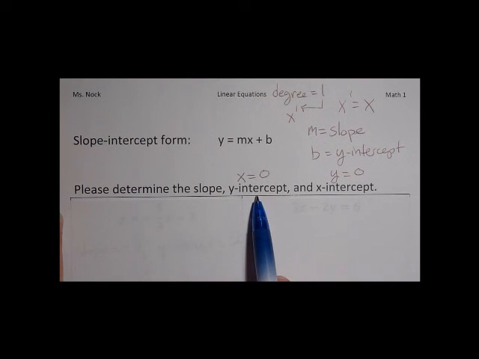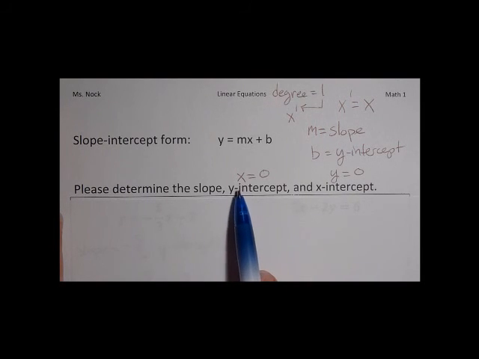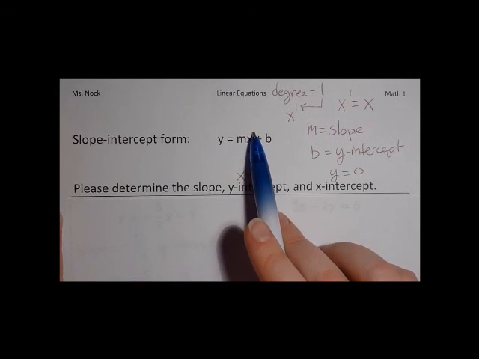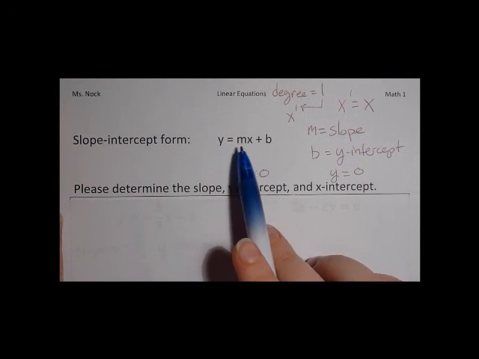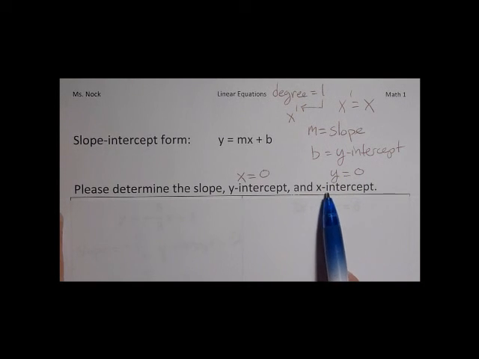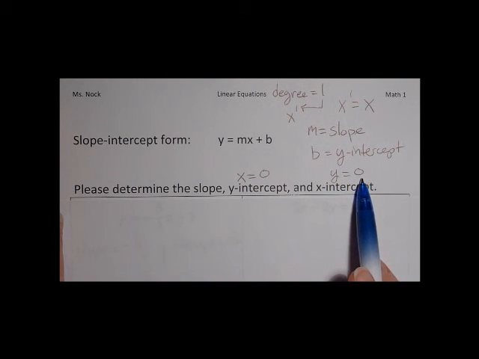The y-intercept of the line, defined as where it's crossing the y-axis, that is to say where x is equal to 0. If x equals 0, mx cancels out, and you're left with y equals b. b is the y-intercept. And the x-intercept of the line, the x-intercept is where we cross the x-axis, which is defined by y equals 0.